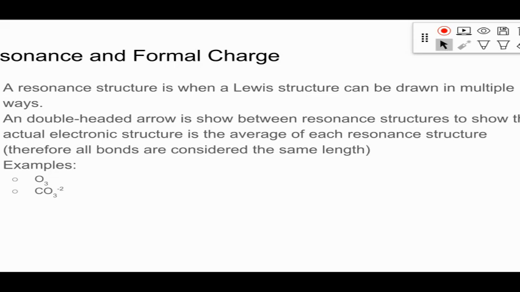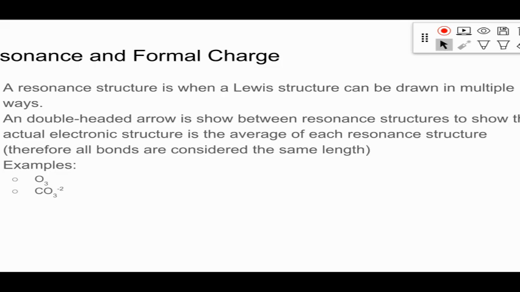Something tricky about resonance structures, and they're going to challenge you on this understanding, is that in a resonance structure, all bonds are considered the same length because we don't know which side is going to be which bond. And so even though we know that a single bond is longer than a double bond, than a triple bond, in resonance, they're all considered equal because we don't know where that double or triple bond is going to go. So let's go ahead and start by doing a couple examples.